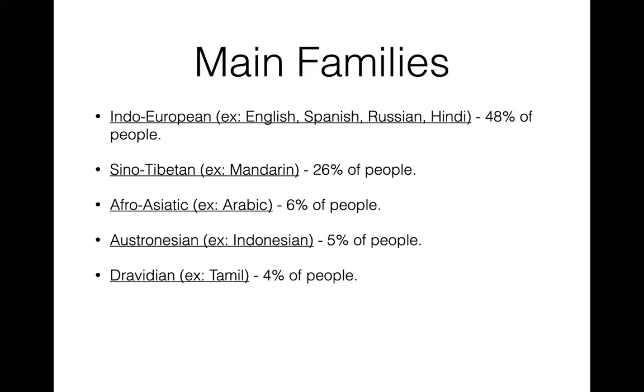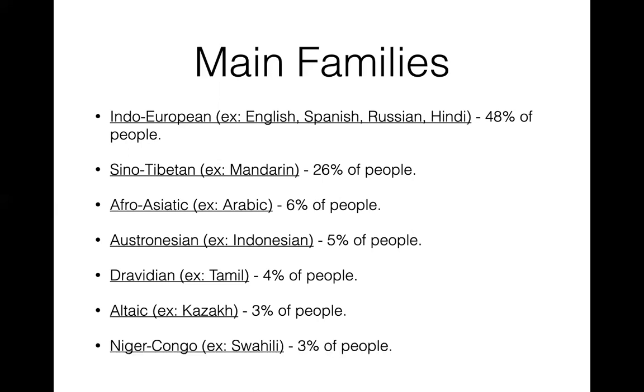Then we have something called Dravidian. The biggest one there is called Tamil. This is largely in the southern part of India, kind of the tip of India, but Dravidian. Then we have Altaic. This includes Kazakh. This is in Central Asia, Western Asia, that area there.